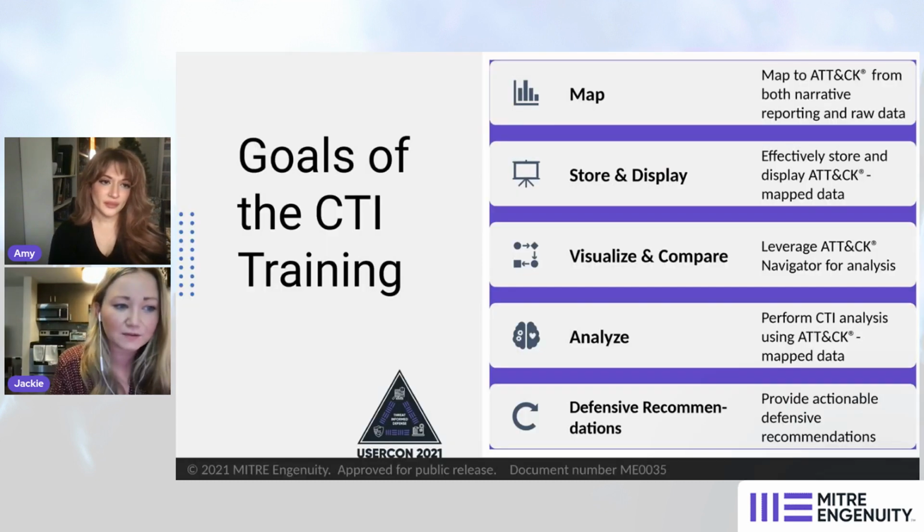So students who successfully complete the course should be able to map both narrative threat reporting and raw data to ATT&CK, and effectively store and display ATT&CK-mapped data. They should be able to leverage ATT&CK Navigator for analysis and provide actionable defensive recommendations based on ATT&CK-mapped data. We really want students to be able to take ATT&CK to their teams and be comfortable and confident using the framework for all kinds of organizational needs. We included the hands-on training exercises because we really believe that it will help reinforce the course content and help learners take away key skills that will be valuable to them in their field. Next slide.